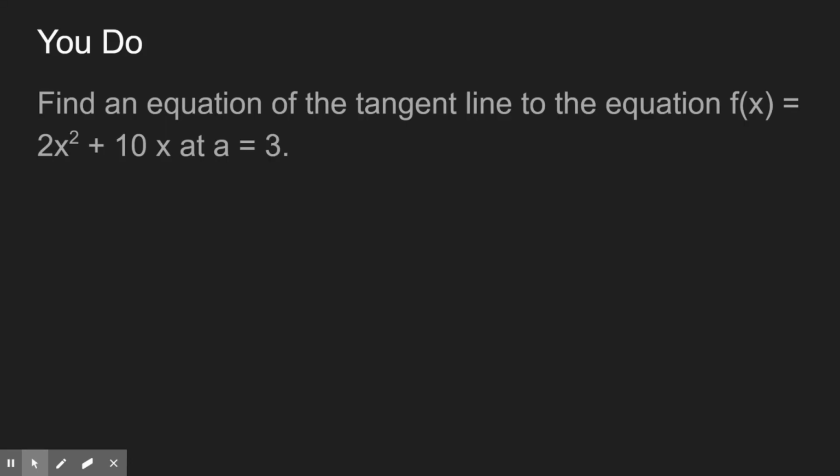Okay, so this u-do is the same thing as last time. We're going to use the equation f of x is equal to 2x squared plus 10x at a is equal to 3, so it's a little bit more complex. But if you follow the same steps from the mini lesson, from the example, you should be totally fine. Pause the video now, give it a try. Good luck.